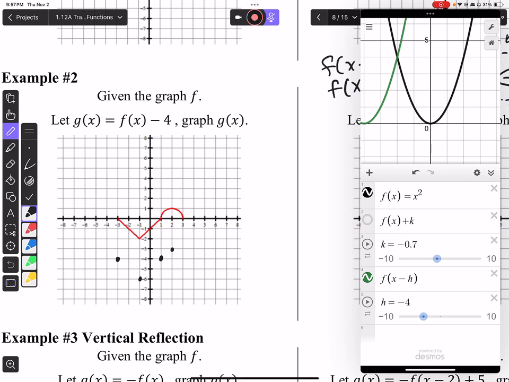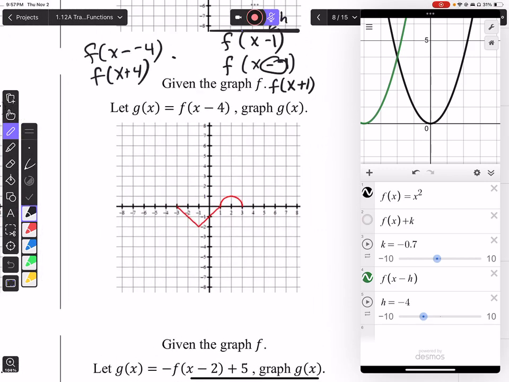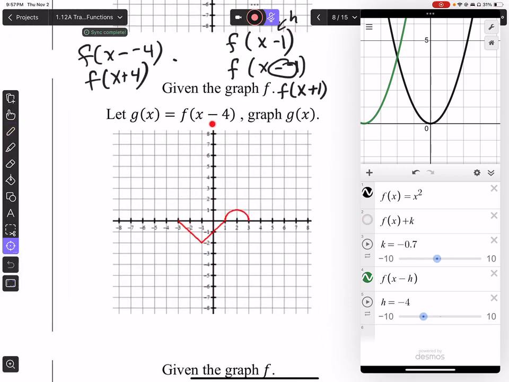If I do make a mistake, please forgive. Something like that. Shifted down 4 units. And now I'm inside the function on this next one. And inside the function, it does the opposite sign. So this is going to go to the right 4.